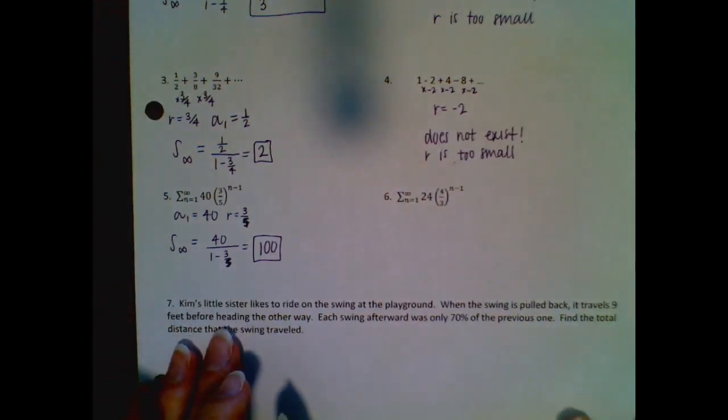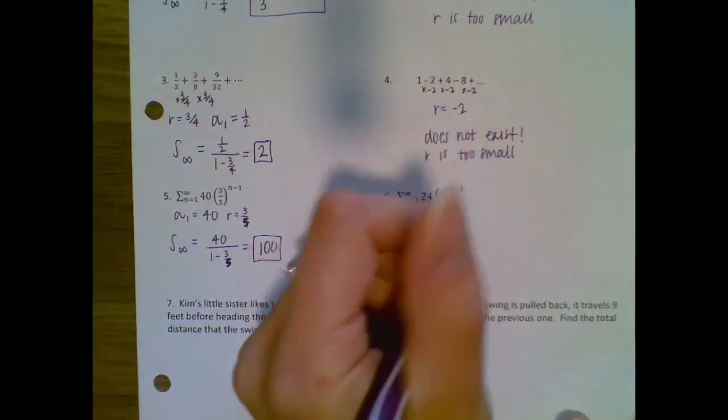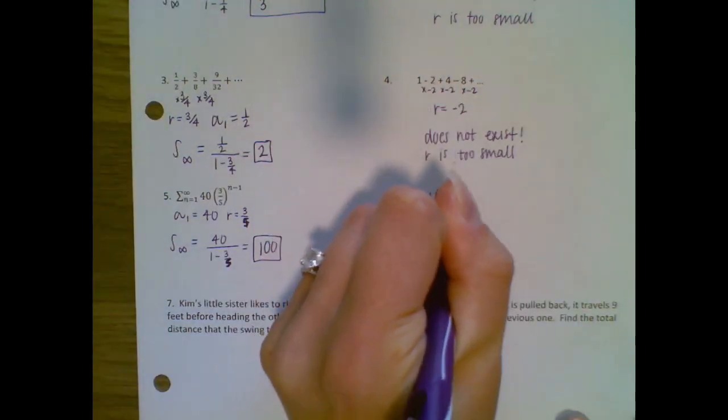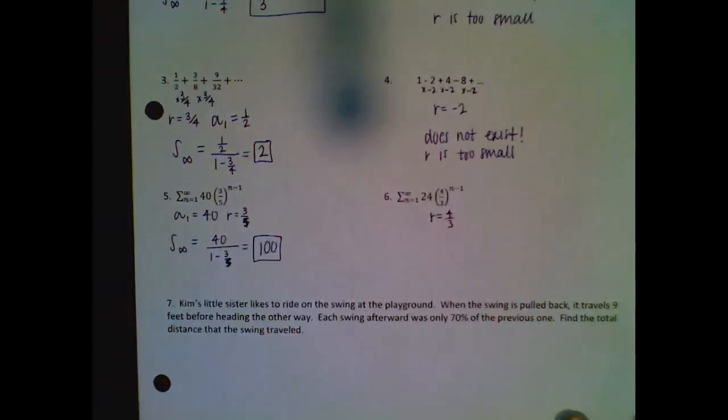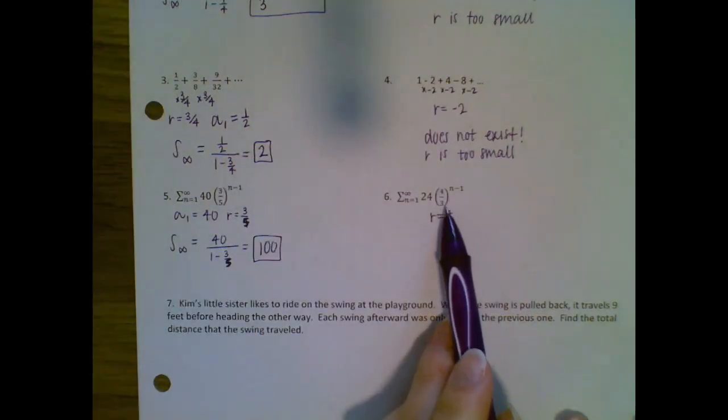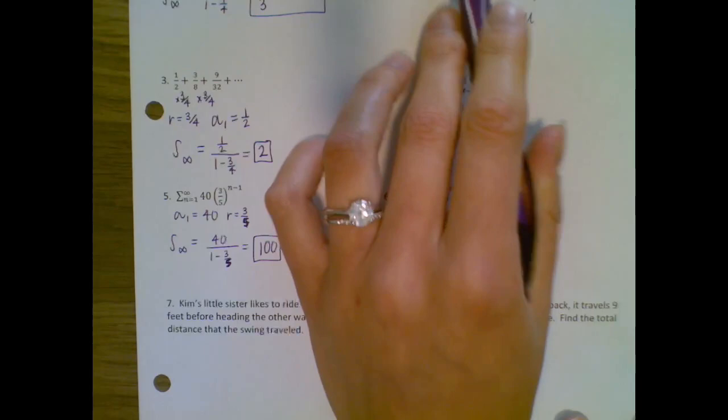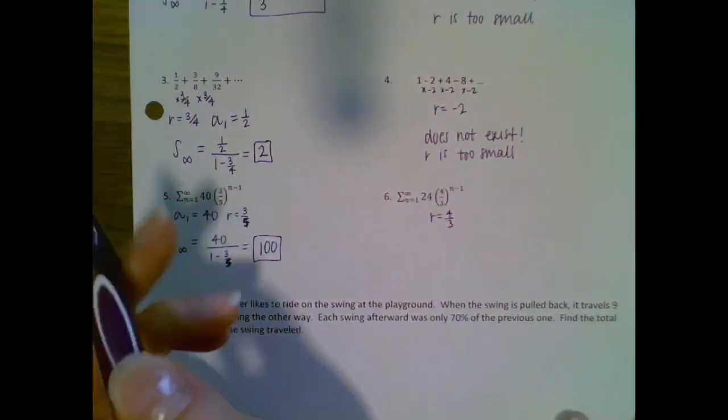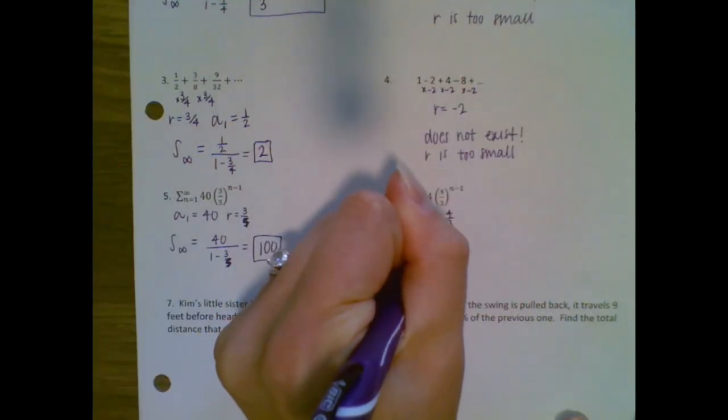Over here, again, we have the summation notation. Notice that the r value here is 4/3. 4/3 is outside of the interval from -1 to 1 for the r value, so this will not exist.